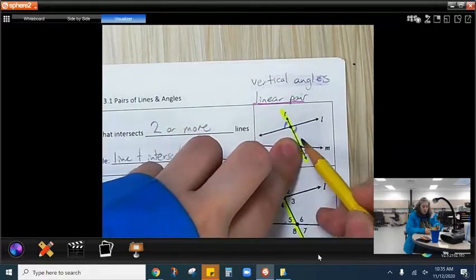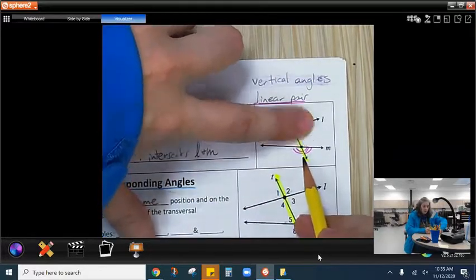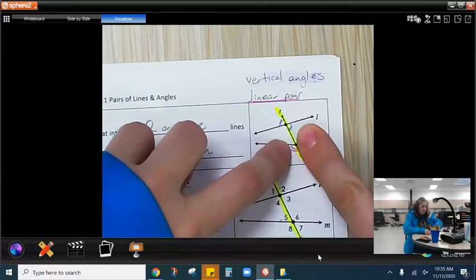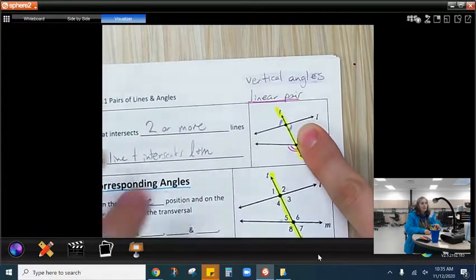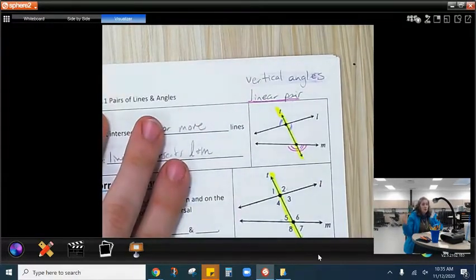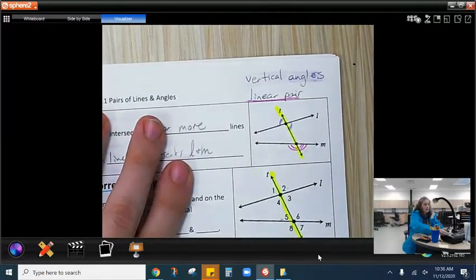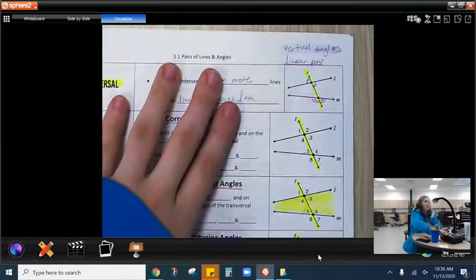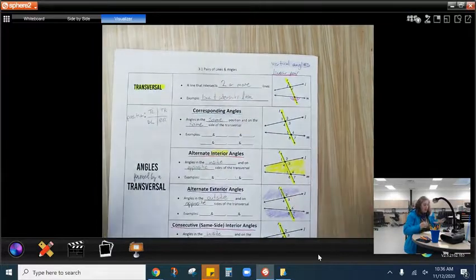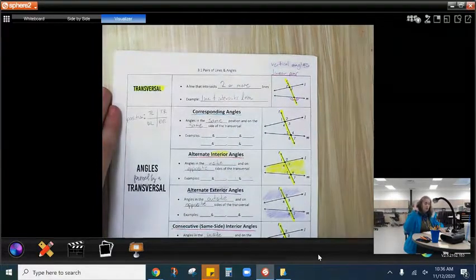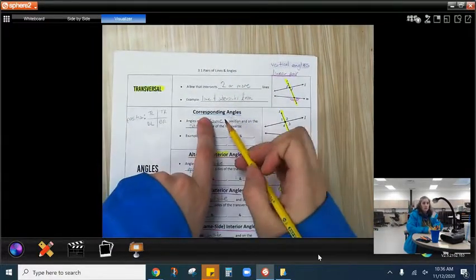These two are a linear pair. These two are a linear pair. These two are a linear pair. We have many linear pairs here. But I want to remind you that we already know about vertical angles and linear pairs. We've seen those. We know what those are. So now we're going to talk about four new types of angles. And we're going to start with corresponding angles.